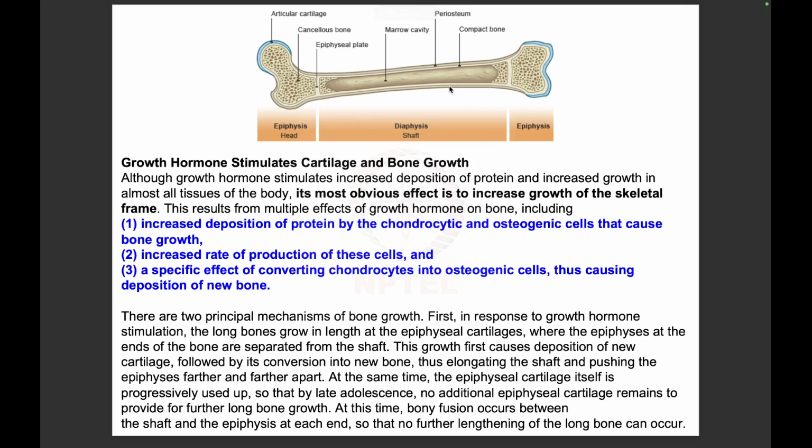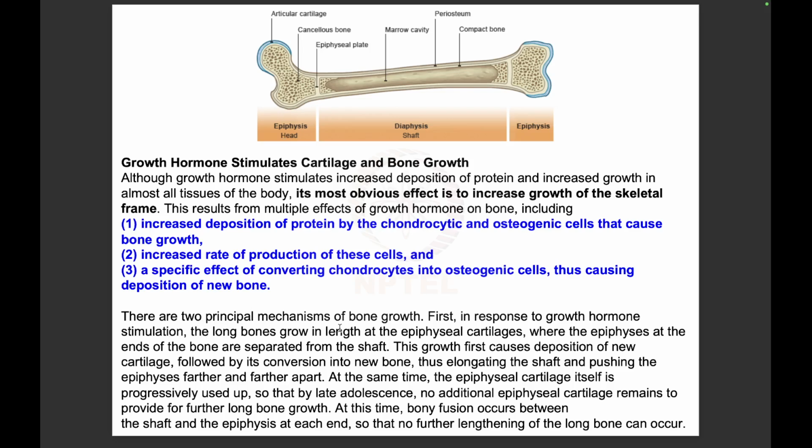Okay, so growth hormone stimulates cartilage and bone growth. Its most obvious effect is to increase the growth of the skeletal frame. So what happens? It increases deposition of protein by the chondrocytic and osteogenic cells that causes bone growth, and it increases the rate of production of these cells, with the specific effect of converting chondrocytes into osteogenic cells, thus causing deposition of new bone.